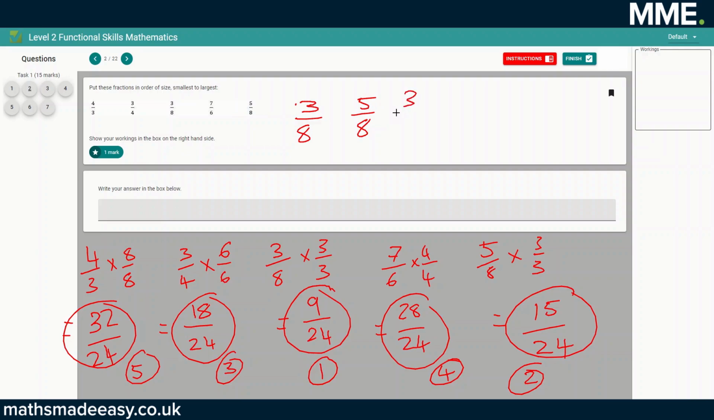Then for the second one is this one, so 5 over 8 is the next value up. 3 over 4. Then 7 over 6. And finally 4 over 3 is the largest value. So here we've written them in order from smallest down this side to largest up here.